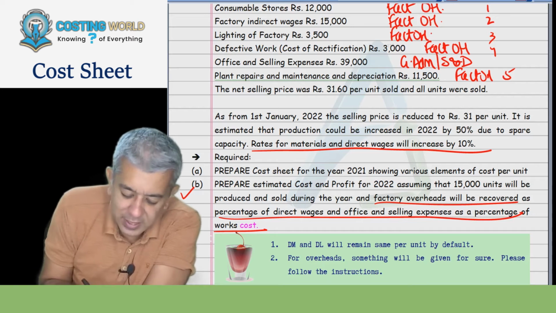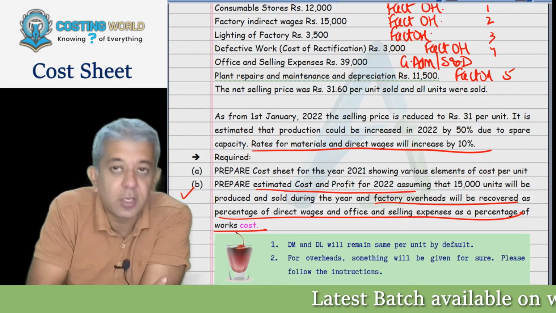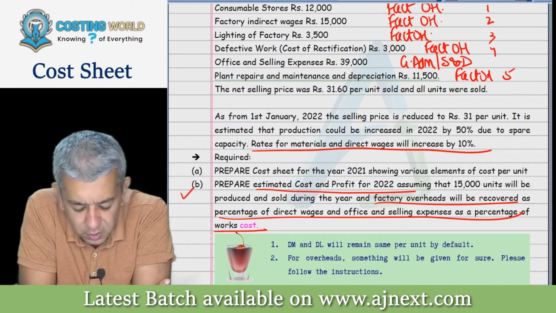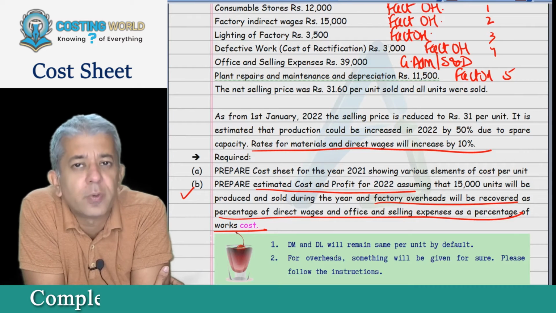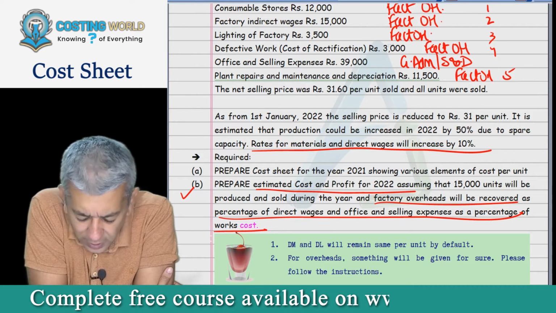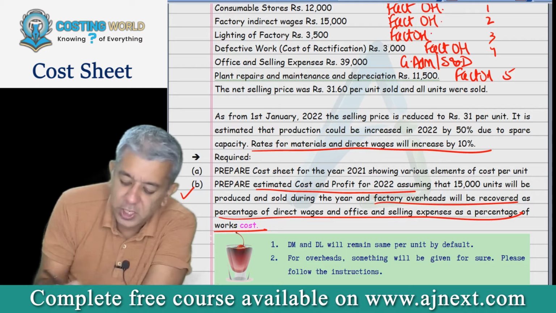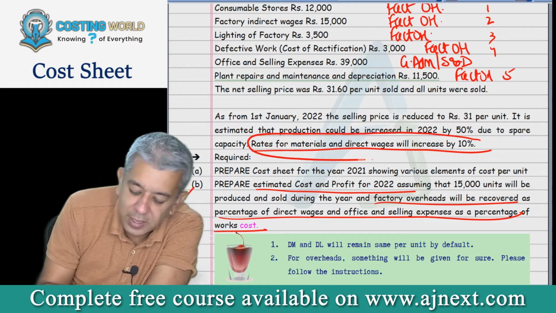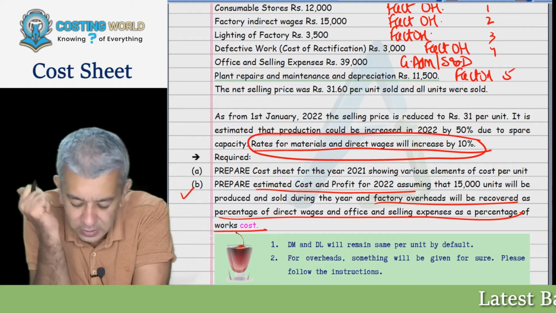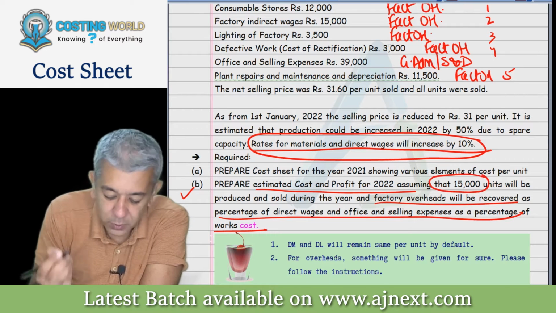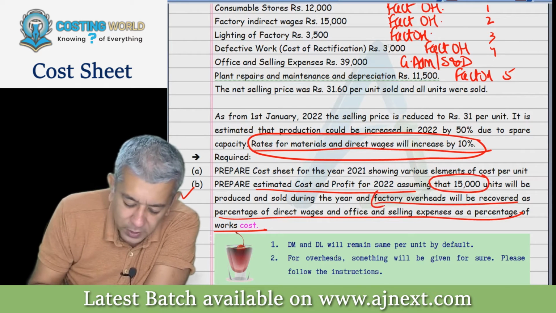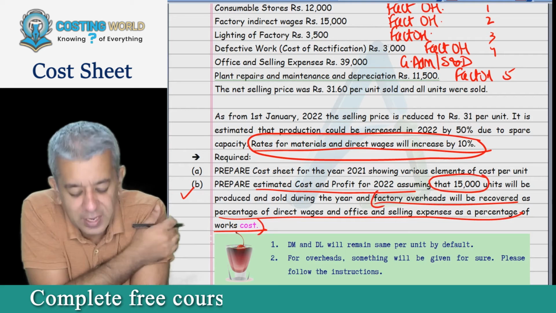So what they are saying is, prepare an estimated cost sheet for the year 2022. Obviously till now only the year 2021 is over, 2022 is yet to begin. But then you have a few changes for it. First change, rates for material and labor will be increasing by 10%. That's it. Second, you are going to be producing and selling 15,000 units. And these two particular lines we'll have to crack after some time.